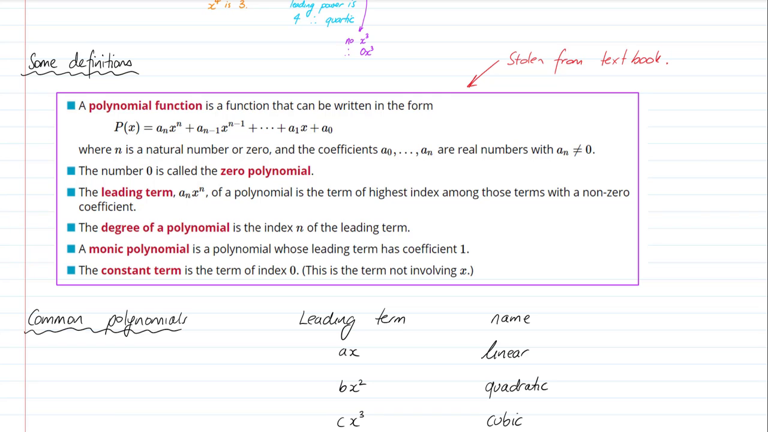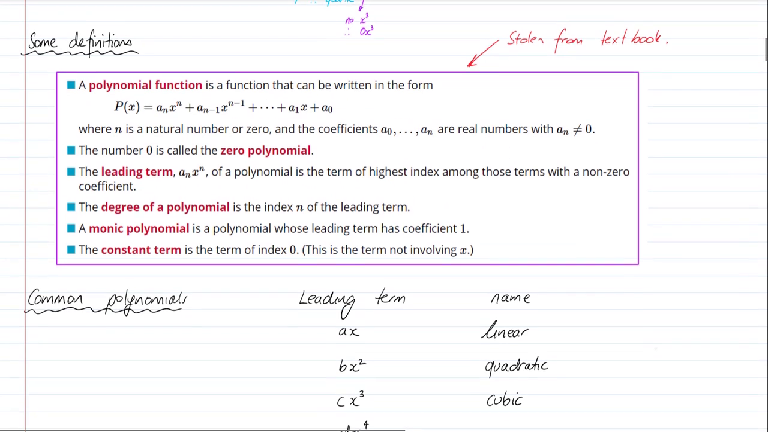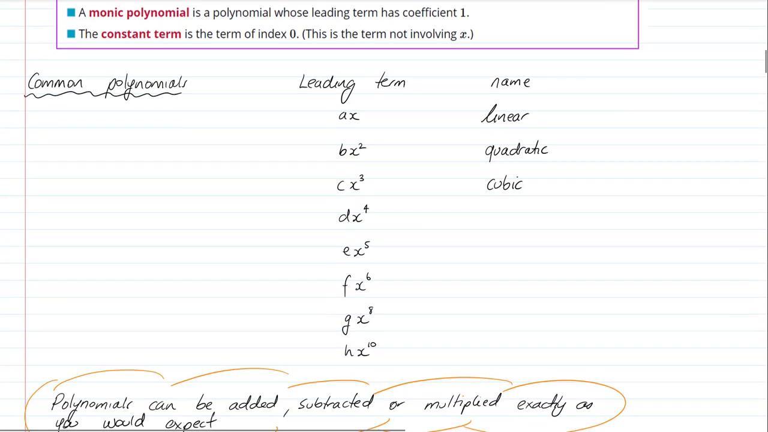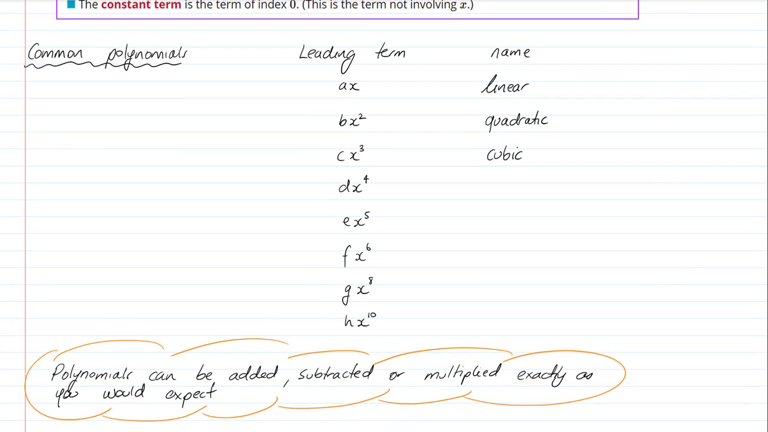And then, of course, the constant term we've talked about. So just make sure that you're aware of those pieces of language because they can come up in exam questions, and you have to be able to refer to those pieces of language. So common polynomials here. I've got a few. Let's see if I can recall all their names.